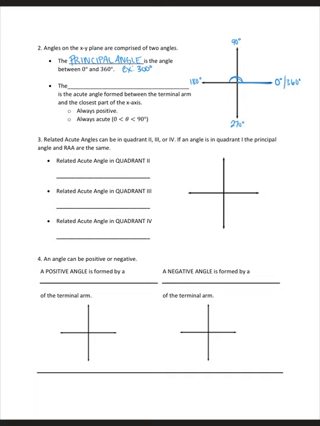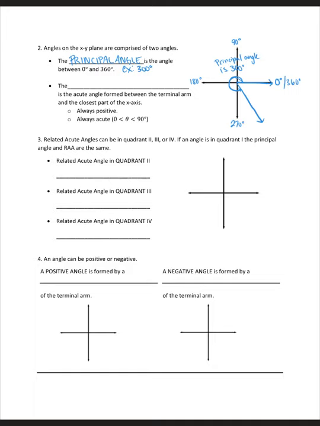So I go past 90, past 180, past 270. I don't want to get all the way to 360 because that'll be past 300. So I'm going to say somewhere like there. I'm going to draw my terminal arm. So I have my initial arm and I have my terminal arm. And we can say that this principal angle is 300 degrees. All right, so that's the principal angle that we're drawing.